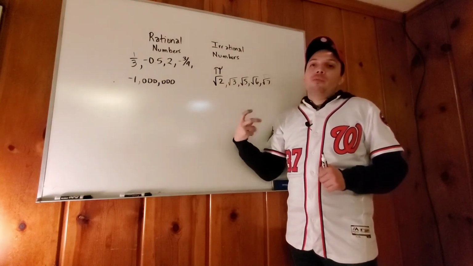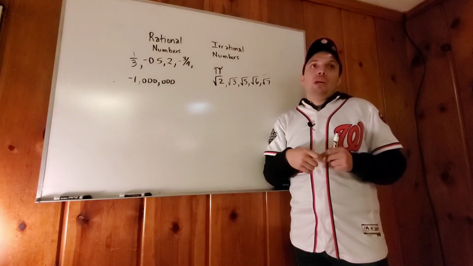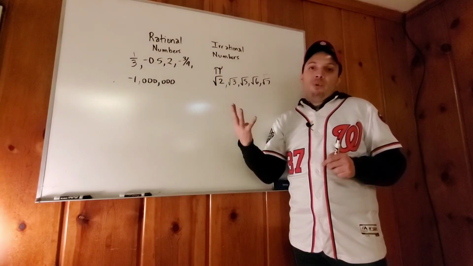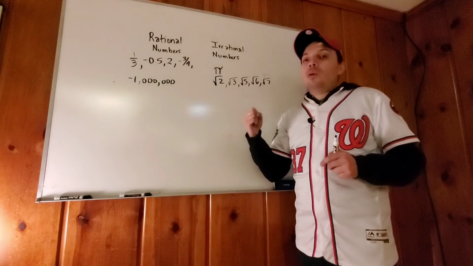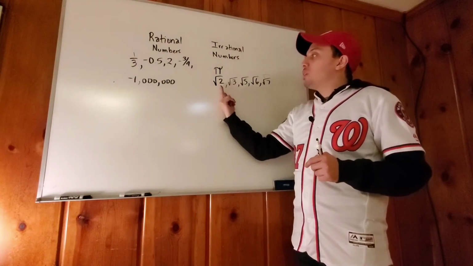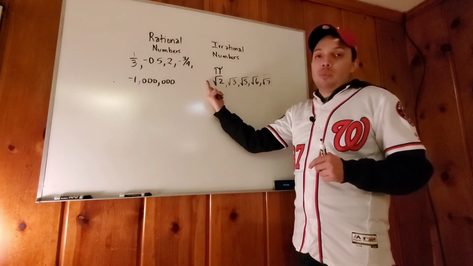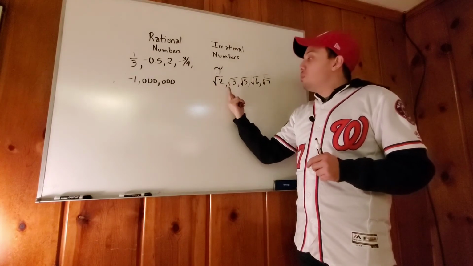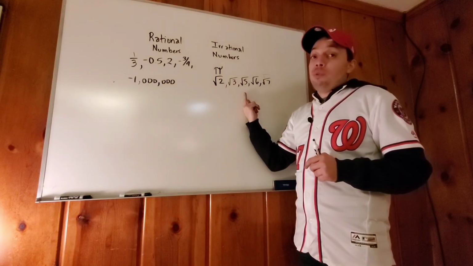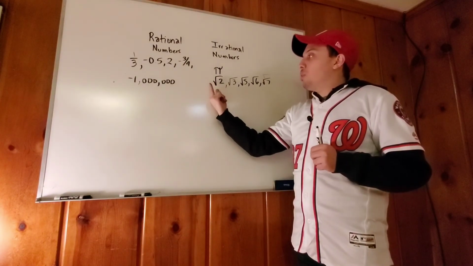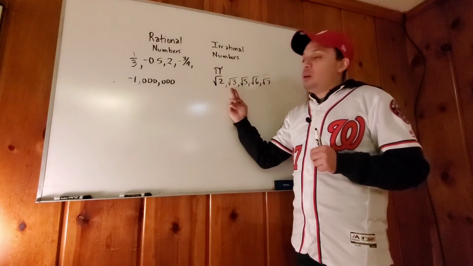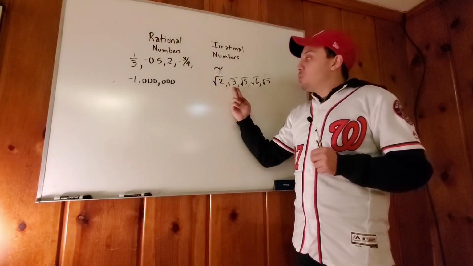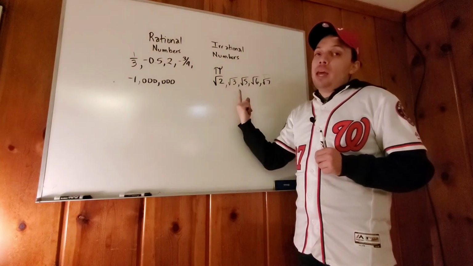Square root of 2, for example, is going to be between 1 and 4. 1 and 2, I mean. 1 and 2. Why 1 and 2? Because square root of 1 is 1. Square root of 2, we don't know. Square root of 3, we don't know. But square root of 4 is 2. Same thing with square root of 3. Square root of 2 and square root of 3 are going to be between 1 and 2.